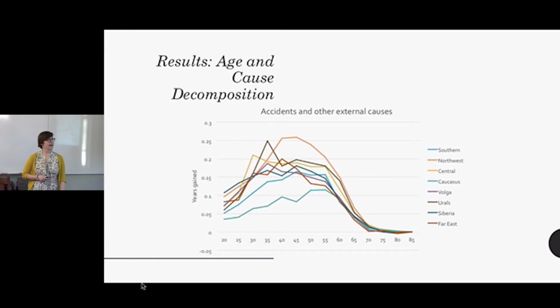Looking at accidents and external causes, we see maybe the same thing, with the Northwest having a smoother and higher curve than anywhere else. Everything else is a bit more noisy, partly because these are smaller causes of death than cardiovascular disease. And again, we see that the Caucasus and the Southern Federal District are at the bottom of this because they don't have these problems to the same extent.